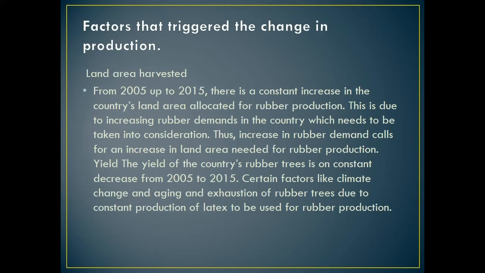The yield of the country's rubber trees is on constant decrease from 2005 to 2015. Certain factors like climate change and aging and exhaustion of rubber trees due to constant production of latex to be used for rubber production.